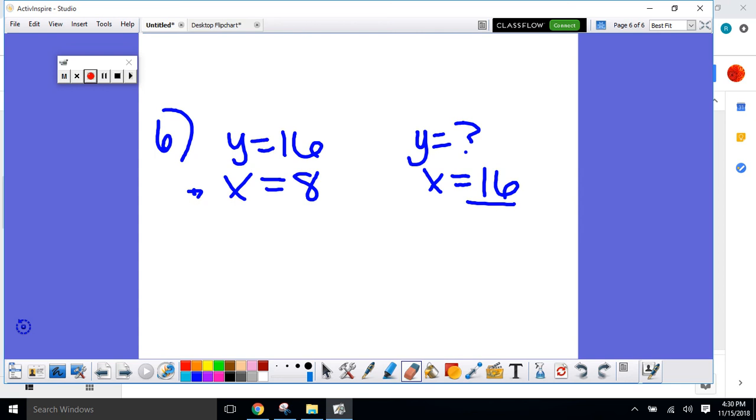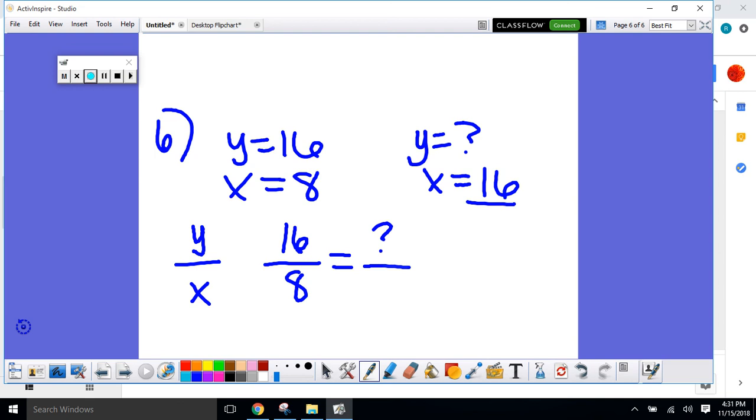So instead of doing it the way that I just did it, I can do it a lot easier. Let's say I want to put the y's on the top and the x's at the bottom. So I had 16 over 8 equals, I don't know what the y is, over 16. If I want to do this the easier way, per se, I can cross multiply and divide.